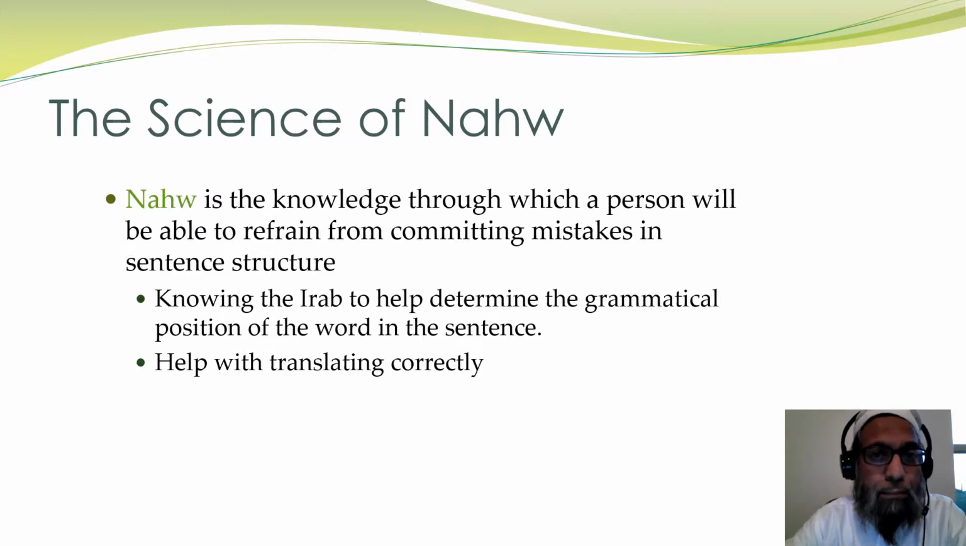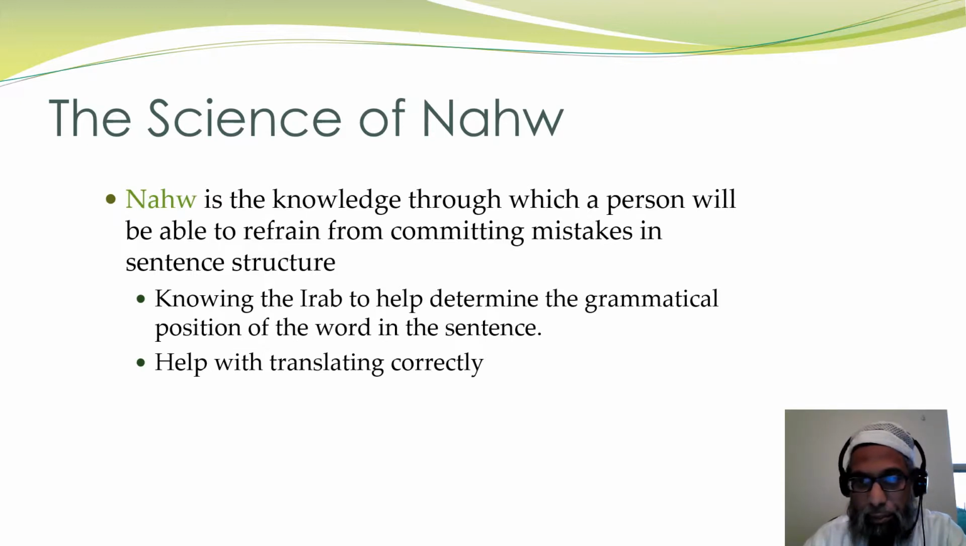So, science of Nahw. The science of Nahw is the knowledge through which a person will be able to refrain from committing mistakes in sentence structure. Knowing the i'rab to help determine the grammatical position of the word in the sentence. So, i'rab is something which you're going to learn about in this science, and this will also help you to translate correctly.